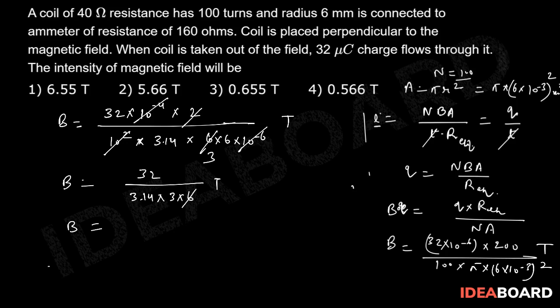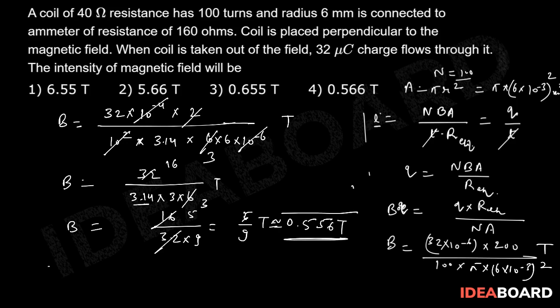If I use this, this will be 16 divided by 3. Now if I assume 3.14 is almost equal to 3.2, I can write 3.2 into 9, right? So this 3.2 can cancel 5 times. So this will be approximately 5 by 9 Tesla, so 9 into 5 is 45, about 0.55 Tesla, 0.556 approximately will be the answer. So which option is the right choice? Option number 4. Okay.